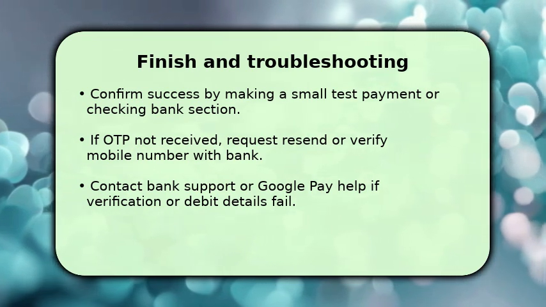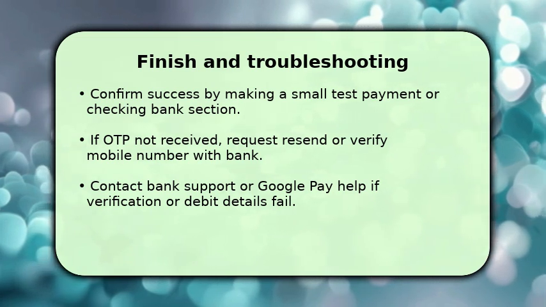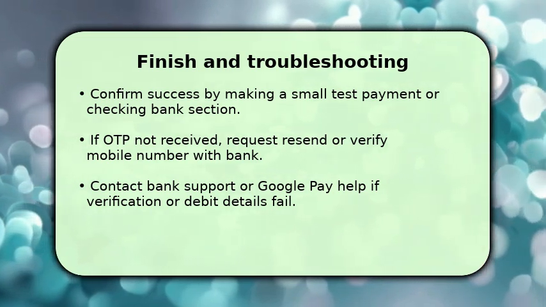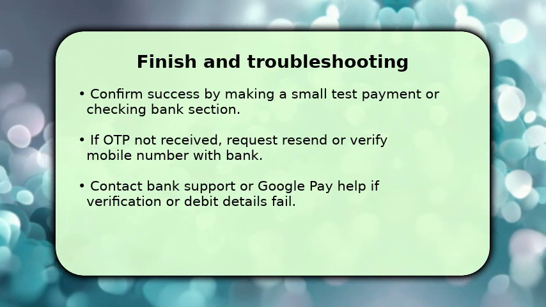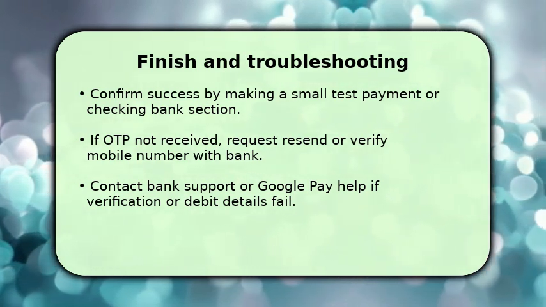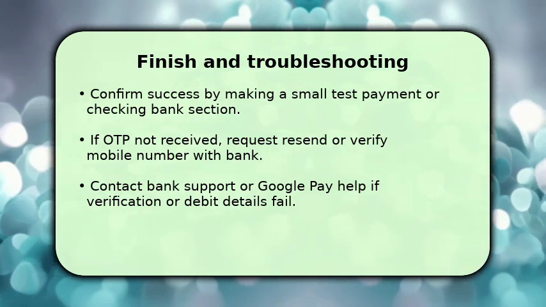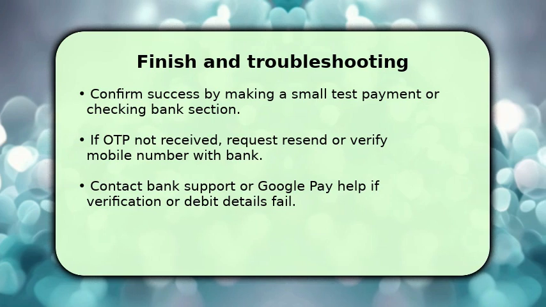If you did not receive the bank OTP, request resend and make sure your mobile number on file with the bank is correct. Sometimes network delays occur. If verification repeatedly fails, contact your bank's customer support or Google Pay help. Only they can restore access securely without bypassing required authentication.